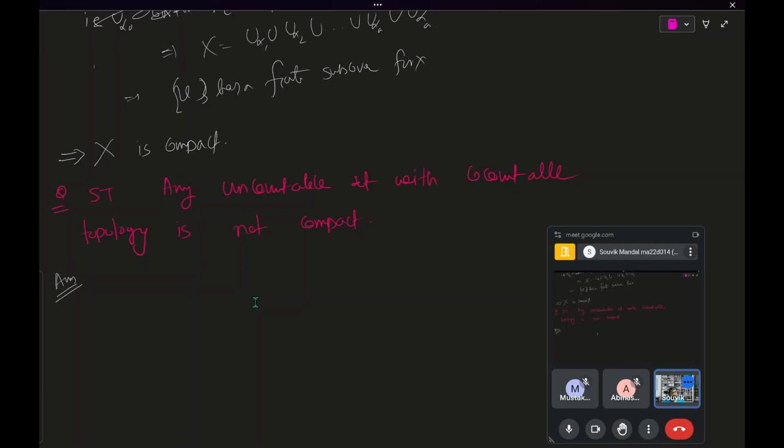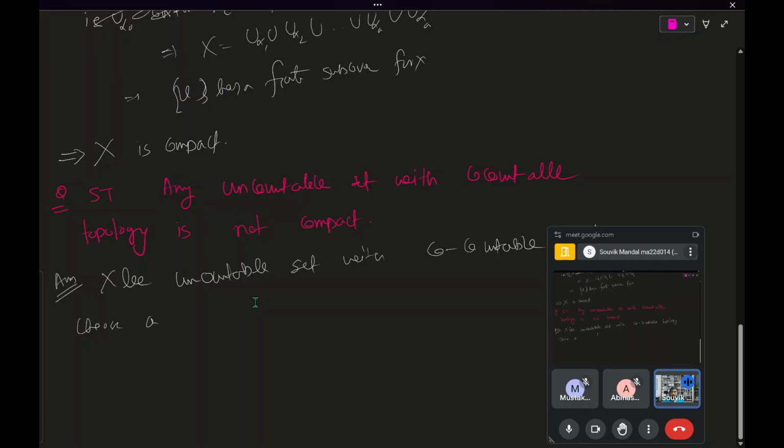So let X be an uncountable set with co-countable topology. Since it's uncountable, choose a countable subset of X. Well, the previous question's argument is quite tricky, so you need to practice it a lot.